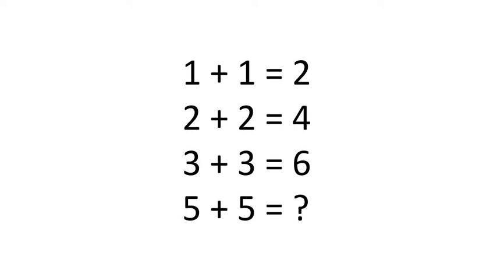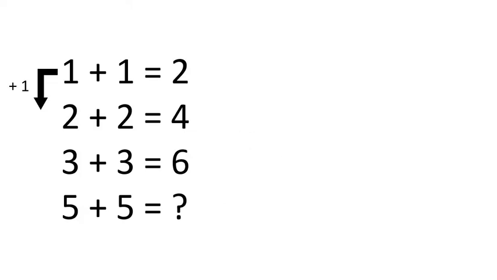Let's have a look at what is really happening behind the scenes. See, if you go from the first equation to the second one, you see that there is a difference of plus 1 between the digits in the first equation and the digits in the second equation. Same situation between 2 and 3. There is a plus 1. But between 3 and 5, there is a plus 2. So this seems to be a pattern change on the left side of the equation.